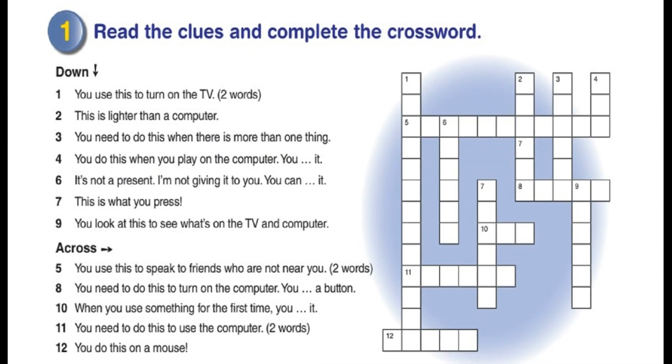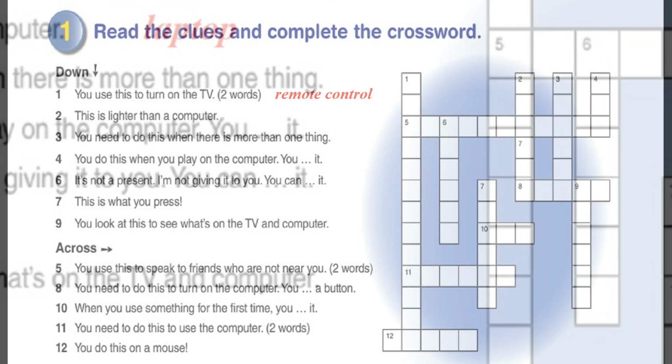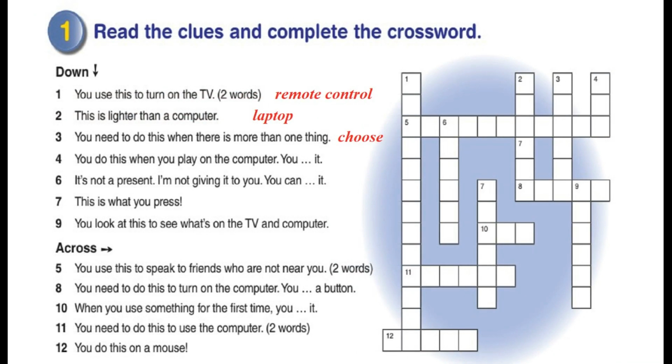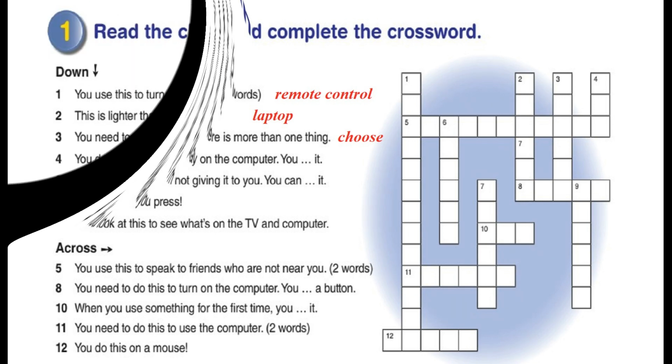One. Read the clues and complete the crossword. Down. 1. You use this to turn on the TV. Remote control. 2. This is lighter than a computer. Laptop. 3. You need to do this when there is more than one thing. Choose. 4. You do this when you play on the computer.